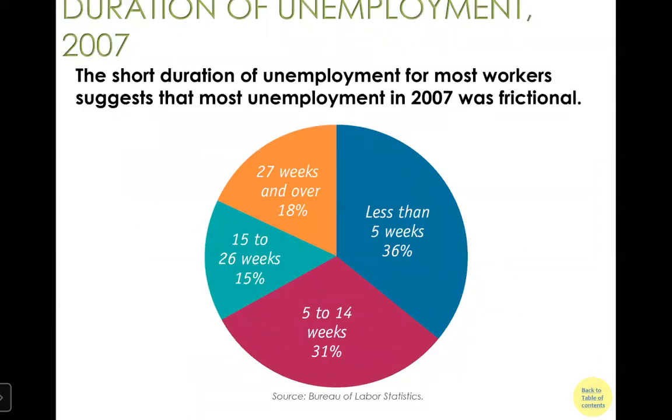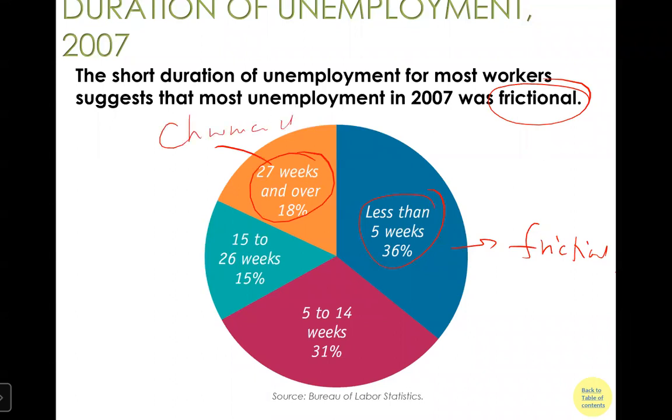So usually we can look at the spell of unemployment, or the length of the unemployment, to identify who are frictionally unemployed, right? The frictional unemployment has a short length of unemployment, like here, less than 5 weeks. Usually this is caused by frictional. Those like chronic, that's usually caused by other reasons.